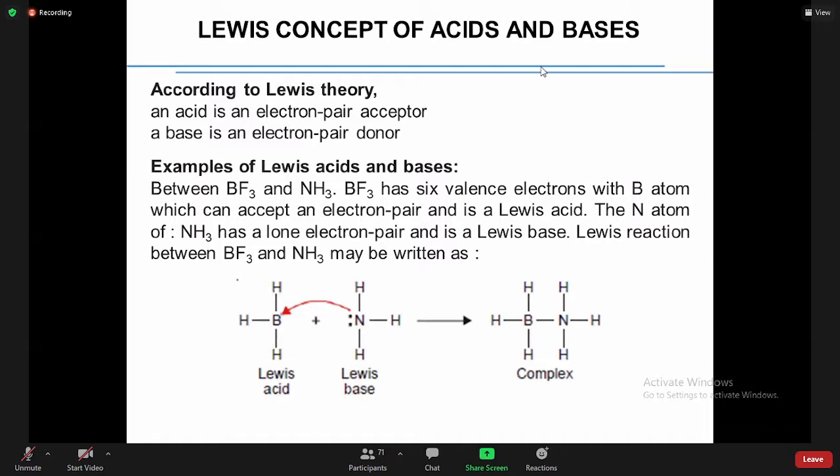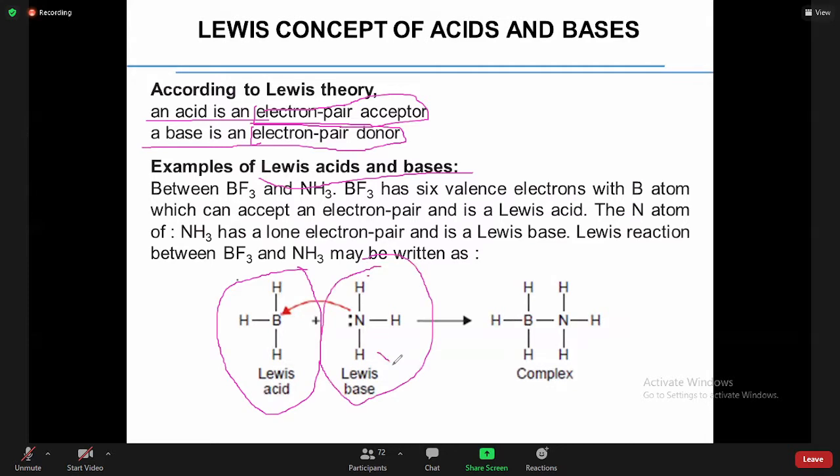So here the concept is related to lone pair, or electron pair, we can say. Electron pair acceptor and electron pair donor, right? An acid is an electron pair acceptor and a base is an electron pair donor according to the Lewis concept, right? So acid will be electron pair acceptor, and base will be electron pair donor. So according to the Lewis concept, ammonia is a base.